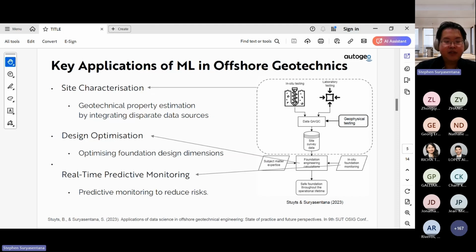So in the next few slides, I will discuss some of the current applications of machine learning in offshore geotechnics. I will focus on three key areas within the offshore geotechnical engineering pipeline, and these are site characterization, foundation design optimization, and real-time predictive monitoring.